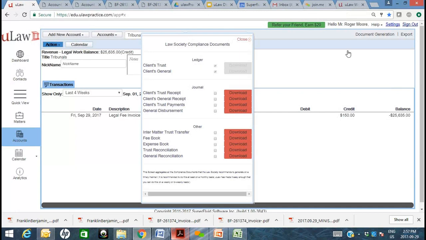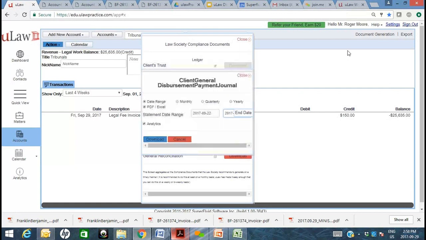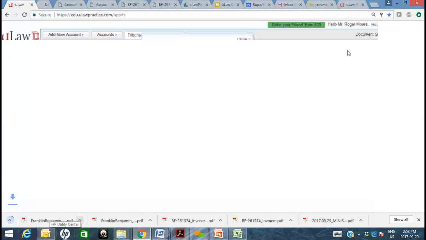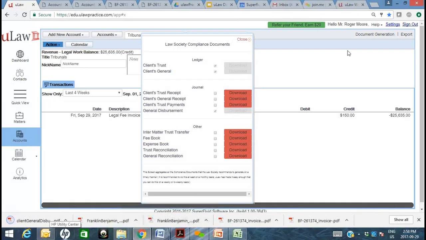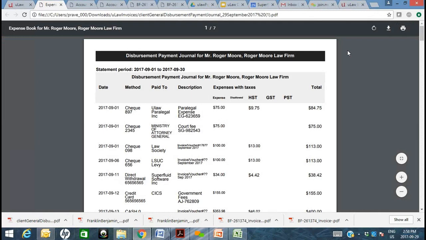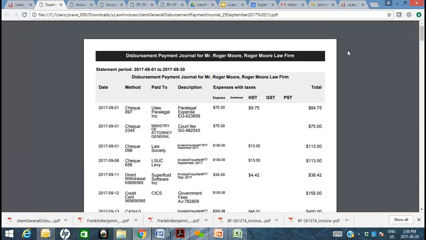And I'm going to just do a general receipt. Let me do a general disbursement. We've seen it all. We've seen the other 2. And let me do it for this month. When I do it for a time period, I want to show it to you as a difference. When you do it for a time period, you're doing it for all your clients because you're reporting really on all of the clients, exactly as to how the Law Society requires it to be.